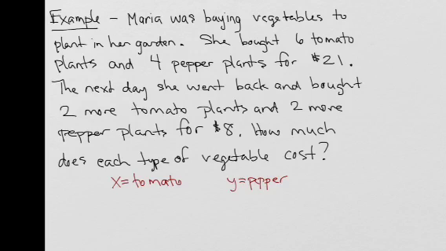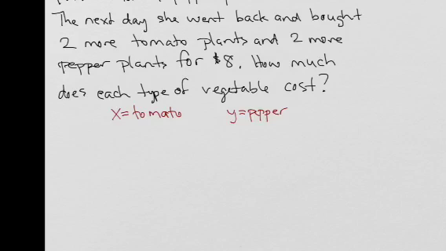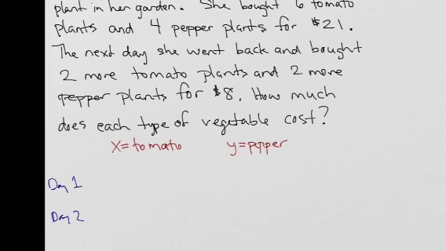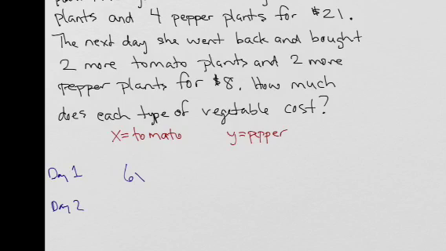All right, then I want to set up my equations. In this case, I'll have an equation for day 1 and a separate equation for day 2. So on day 1, it says she bought 6 tomato plants, so that's 6x, and 4 pepper plants, so plus 4y, for a total of $21. And the fact that we had the total is how I knew to use standard form. They gave us the total. Right? So that's what you're looking for. Did they give us a total?